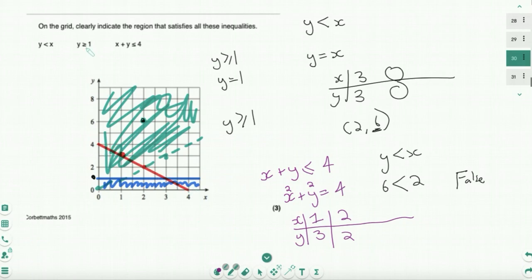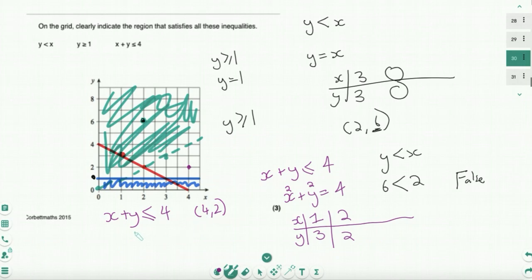Now, we have to figure out which region. Do we want the section below the line or above the line? Well, since it's a diagonal line, we're going to use our true and false test. So our inequality is x plus y is less than or equal to 4. We're going to choose a coordinate on either side of the line. Let's just choose this coordinate here, which is 4, 2.